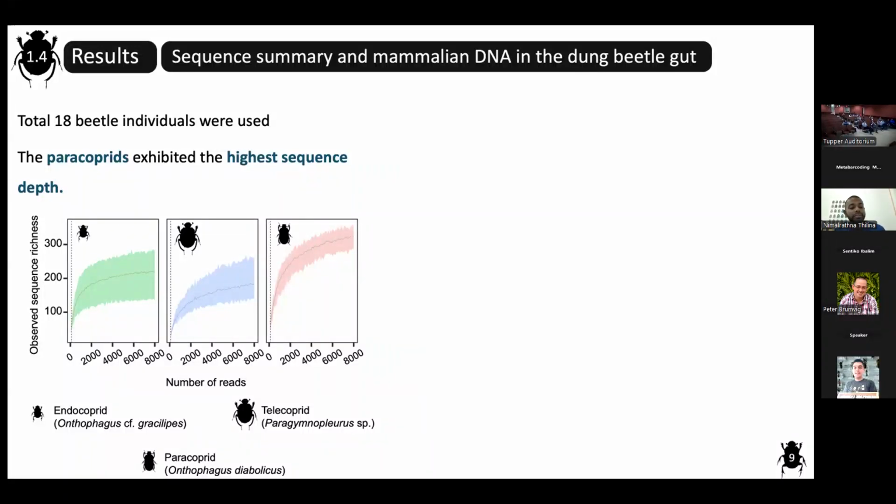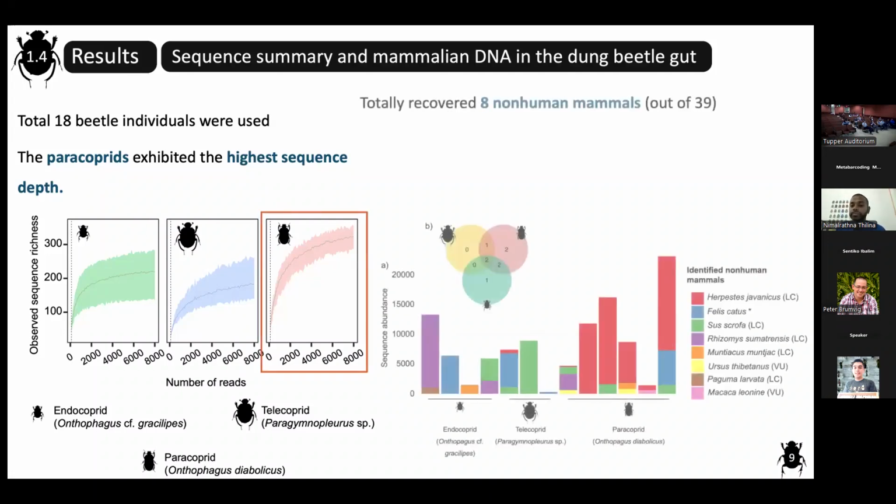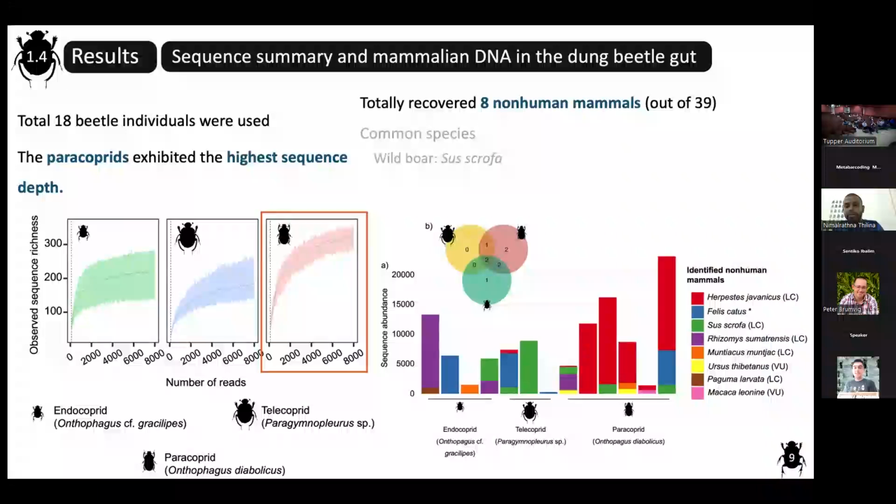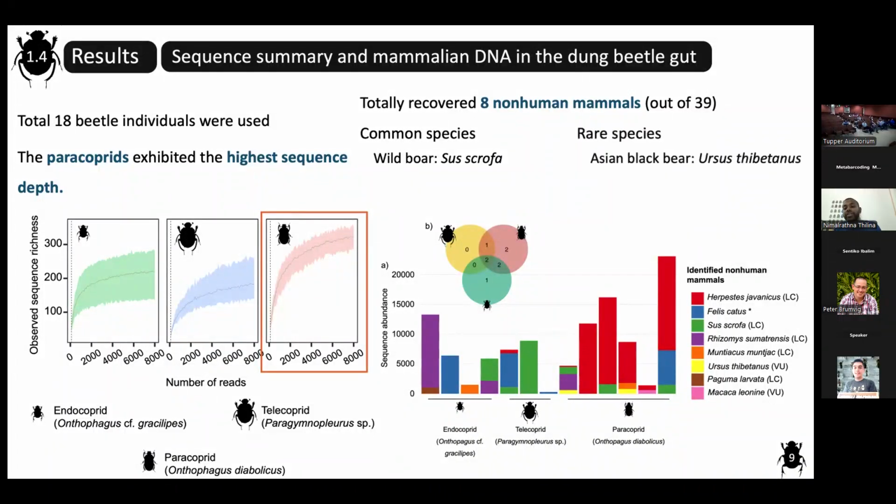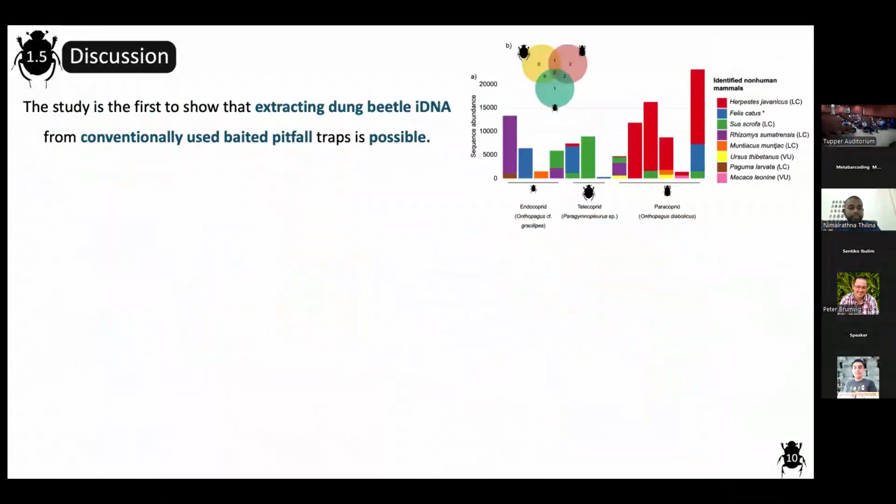or the tunnelers, which show the highest sequence richness. In total, we found around 8 non-human mammals. We excluded the human sequences from the analysis. We found common species like the wild boar, and also rare species like the Asian black bear, which was not found in the camera trap studies done at this particular study site. Out of the 8 mammals, 7 were found from the tunneler species.